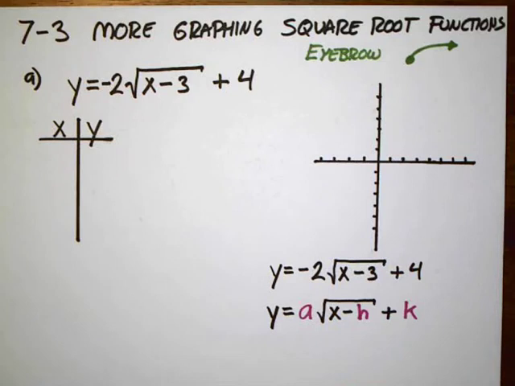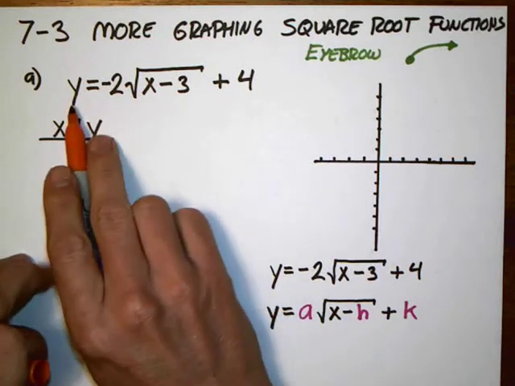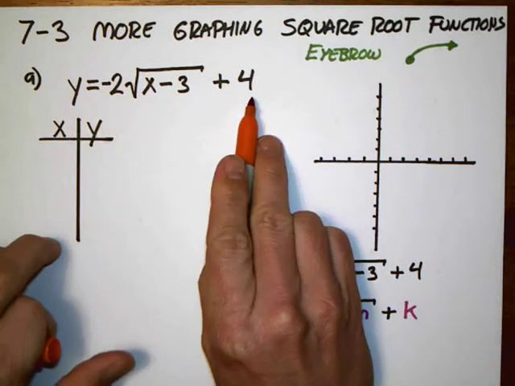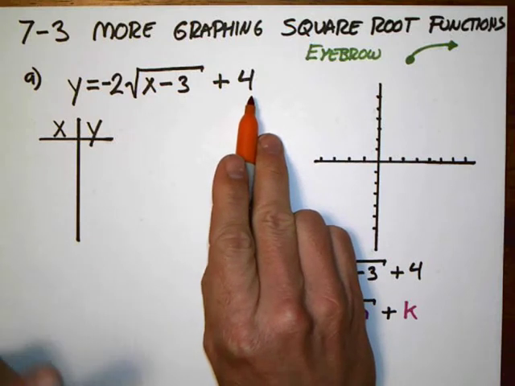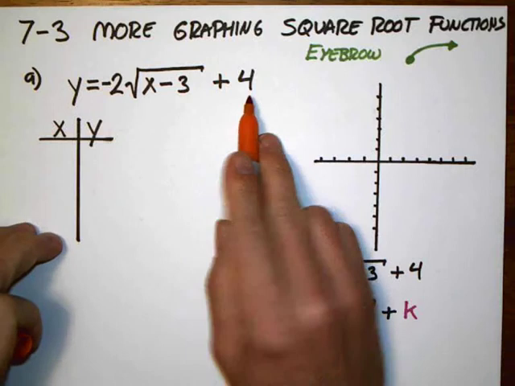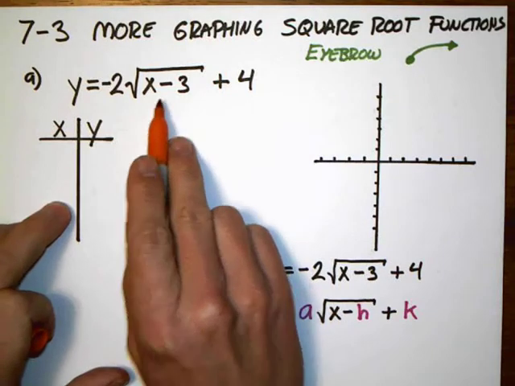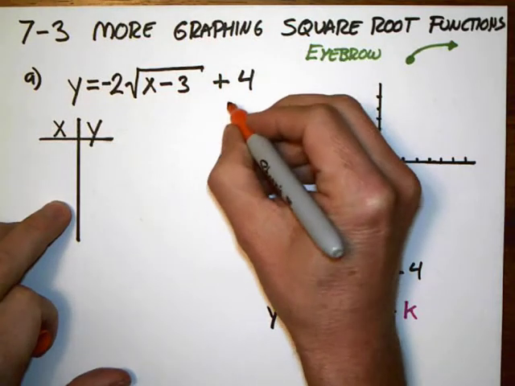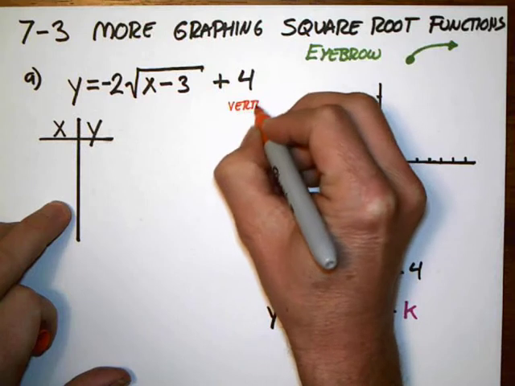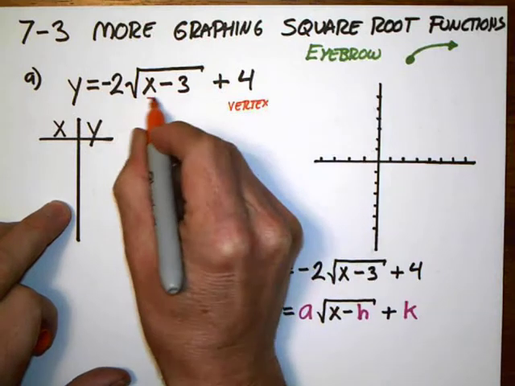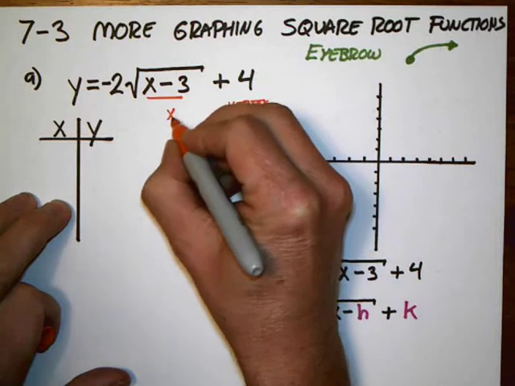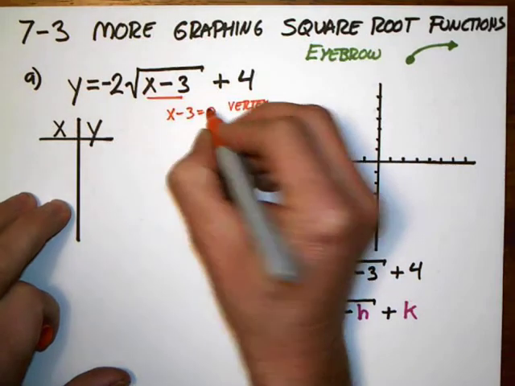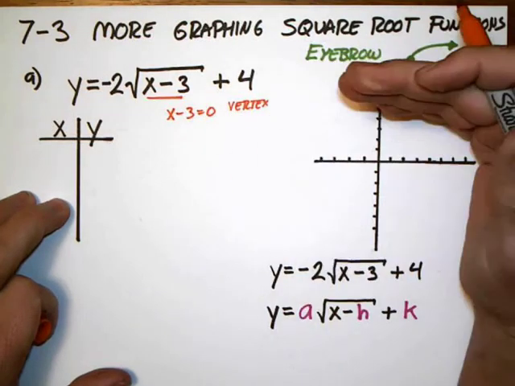So here it is. We're just going to do an ugly one. It's got a bunch of numbers everywhere. So let's talk about how I find the vertex of this. It's the same thing we did last time. We're going to be looking for a vertex, and that vertex is going to occur when the stuff inside the root sign equals 0. So when x minus 3 equals 0, we can start talking and graphing points.